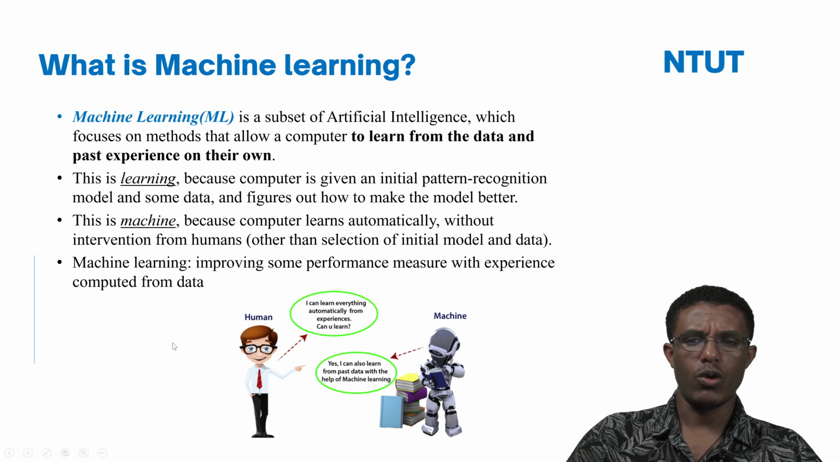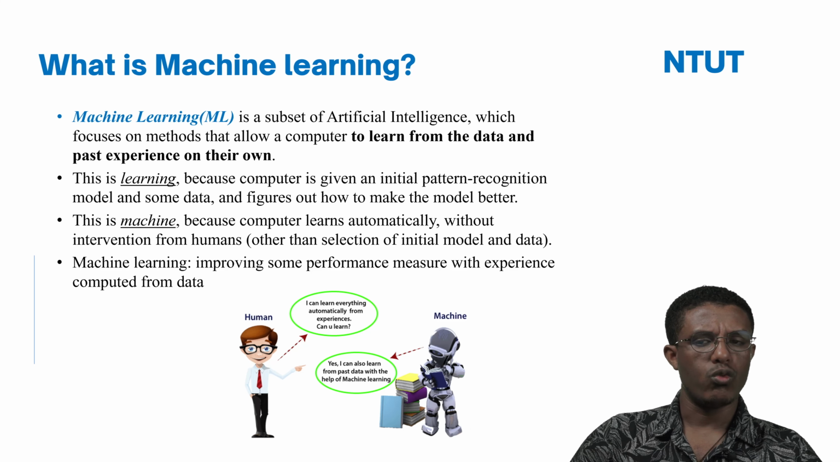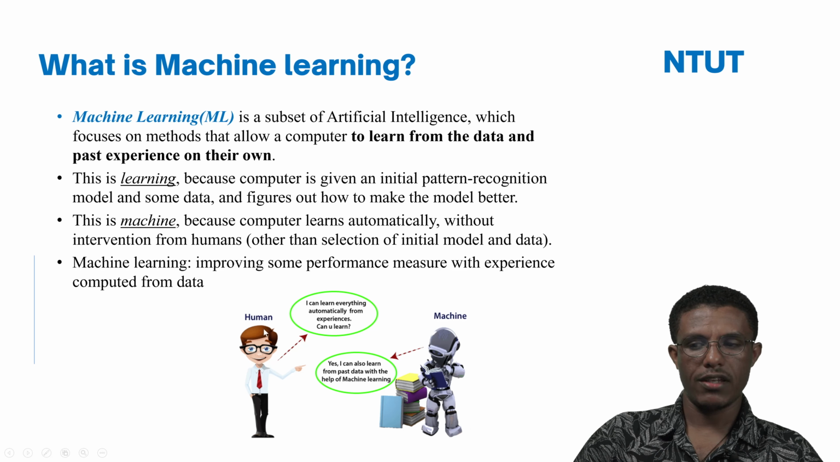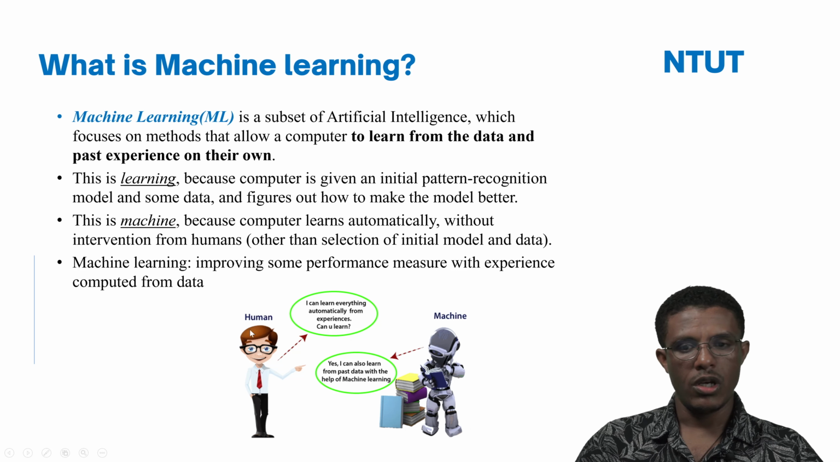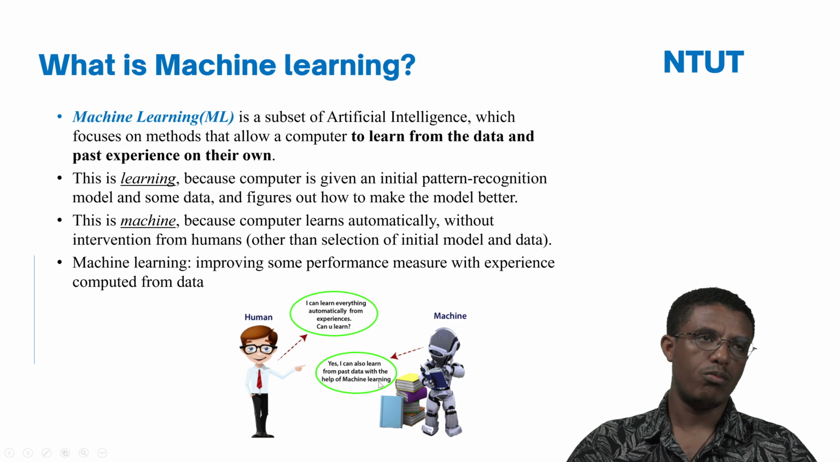So the concept of machine learning, in general, is improving some performance measures with experience computed from the data. For example, this figure shows a human who can learn everything automatically from experience. So human beings learn from experience, from friends, from family, from the environment. Also machines can learn from past data with the help of machine learning.